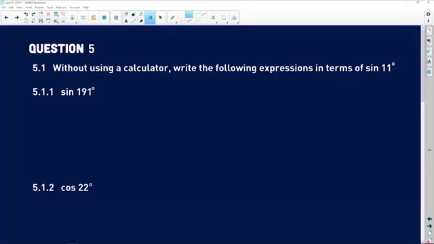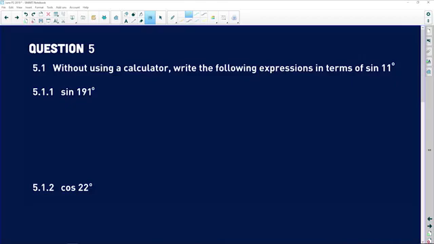Okay, let's take a look at question 5. This is when we start getting into our trig, and I know it gets a bit iffy with you guys, so I'm going to try walk through it slowly so that you can understand what you're looking for. Okay, so 5.1 says without using a calculator, so you need to show all of your steps.